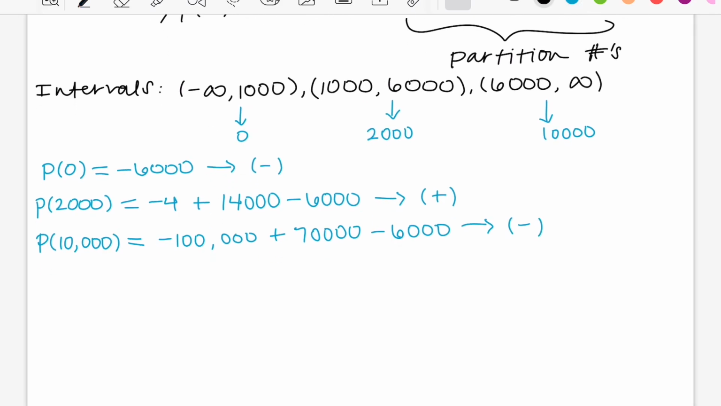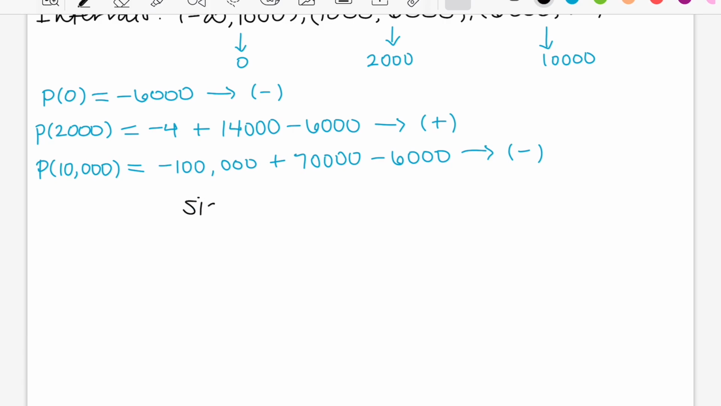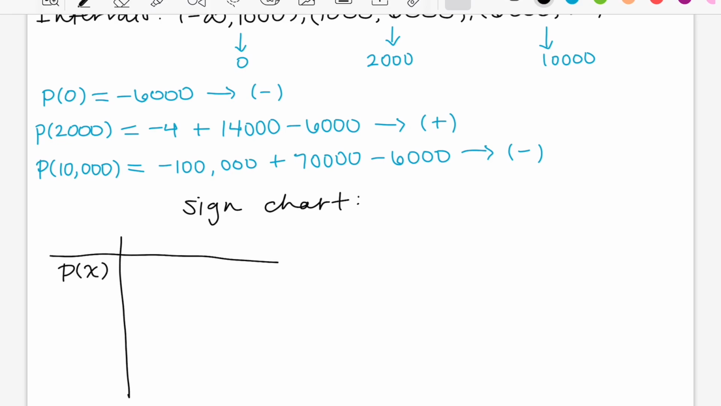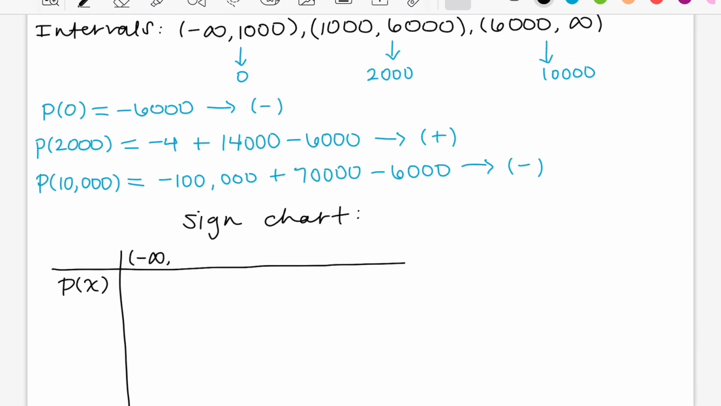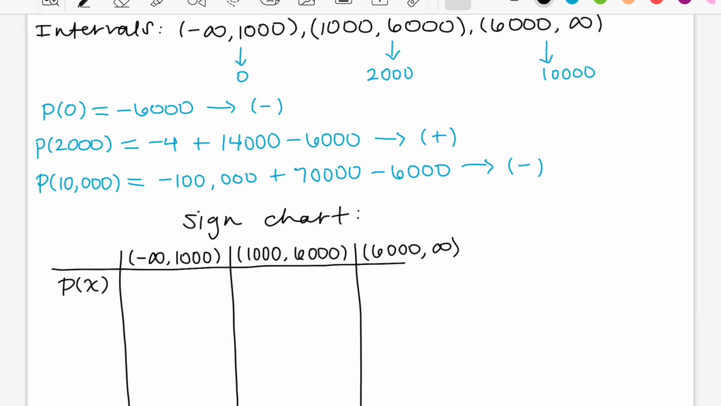And so we can construct our sign chart. So we have our function, and then we have our intervals. All right, and then our test numbers told us that in our interval negative infinity to 1,000, our function will be negative. In the next interval, our function will be positive, and in our last interval, it'll be negative.